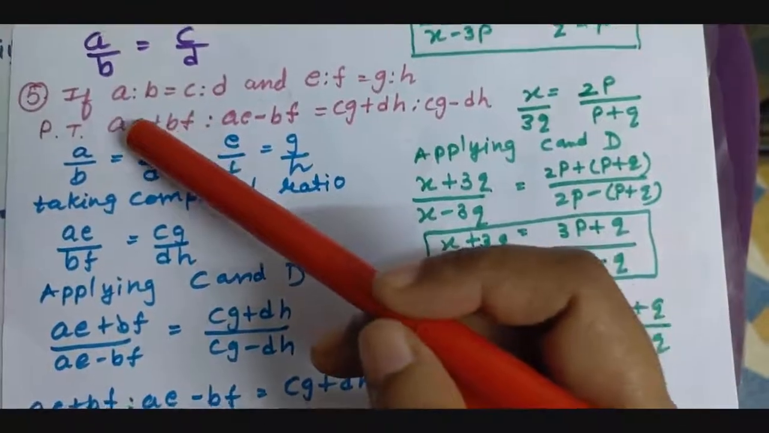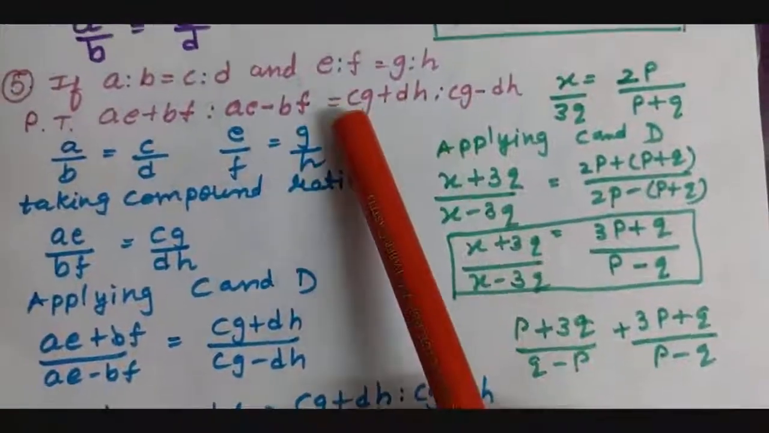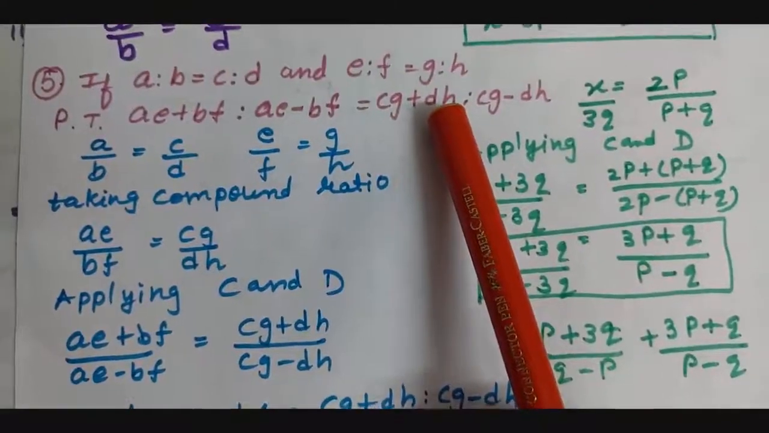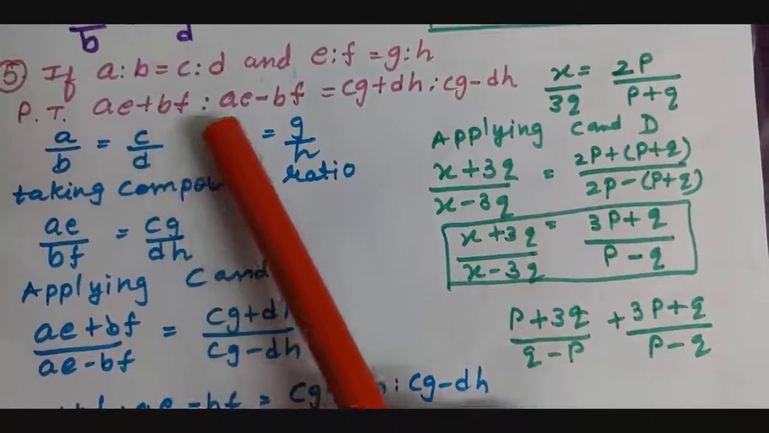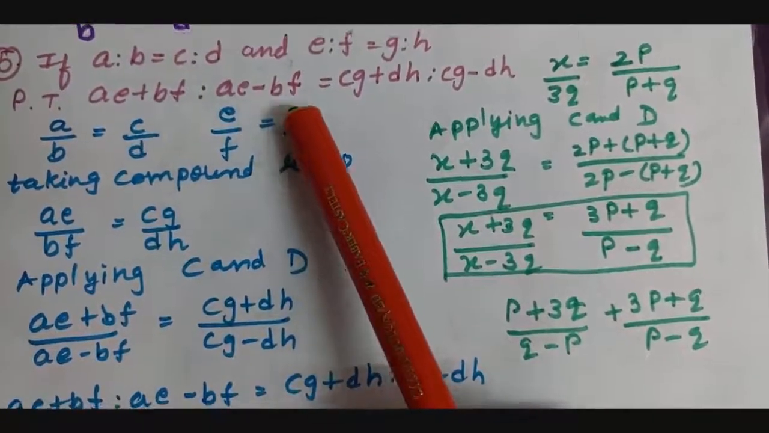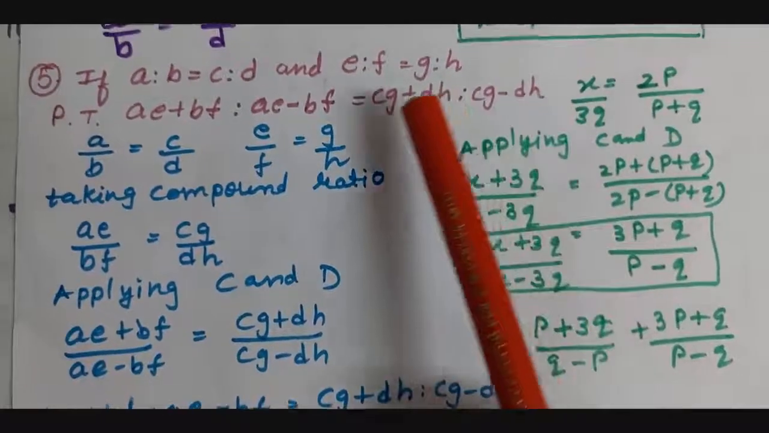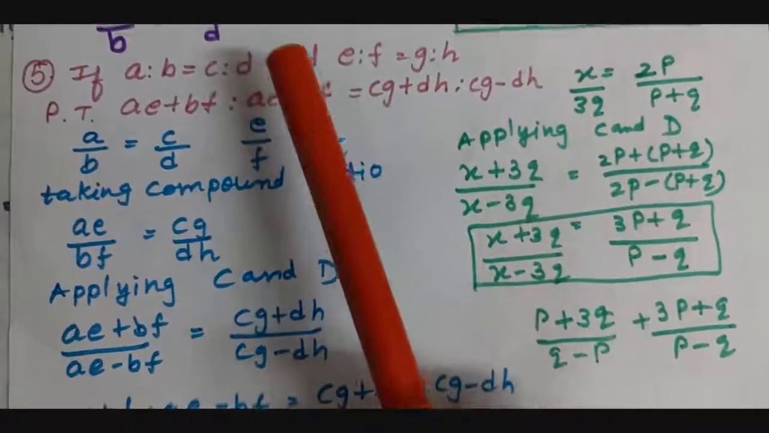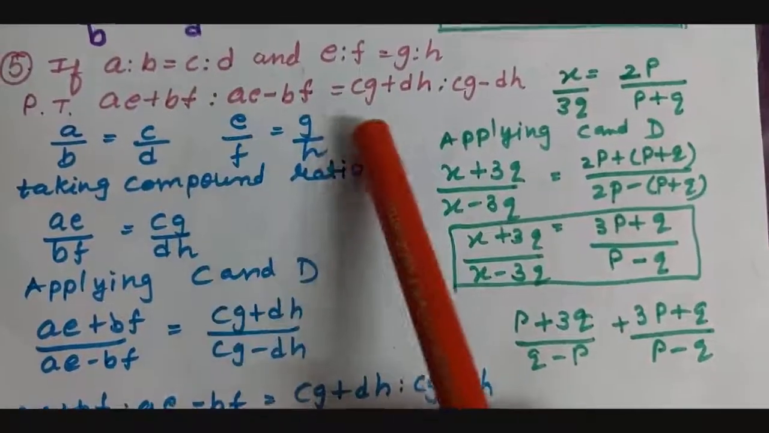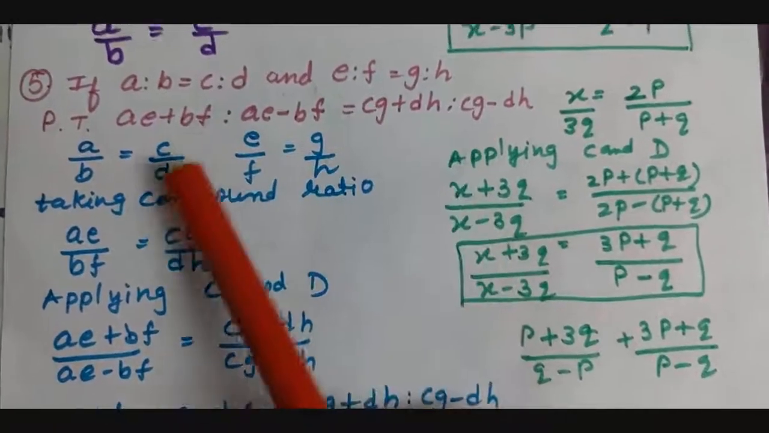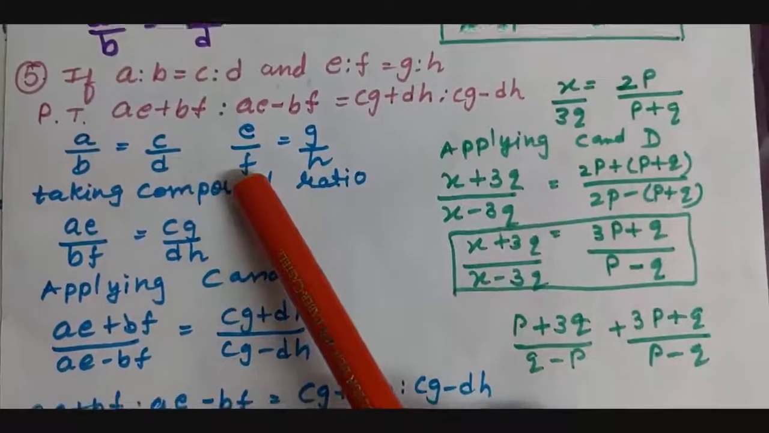Here you are given a ratio b is equal to c ratio d and e ratio f is equal to g ratio h. Now we want to prove this: AE plus BF ratio AE minus BF is equal to CG plus DH ratio CG minus DH. Now students, again observe the question. They are separate ratios and we need now AE BF combined and CG DH combined. So how do we get it? So I have written first my ratio which we are going to use here.